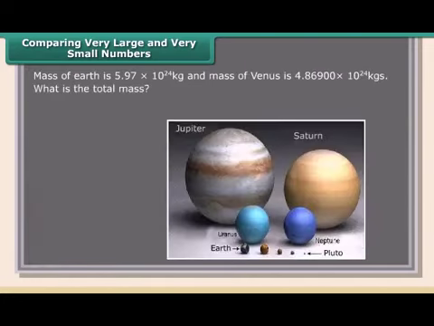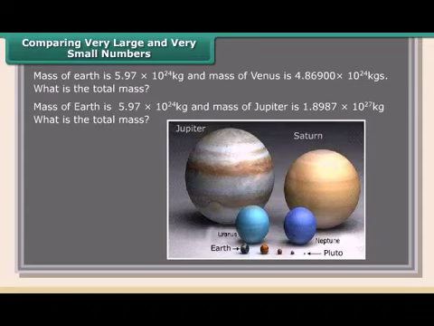Mass of Earth is 5.97 into 10^24 kilogram, and mass of Venus is 4.86900 into 10^26 kilograms. What is the total mass? Mass of Earth is 5.97 into 10^24 kg, and mass of Jupiter is 1.8987 into 10^27 kg. What is the total mass?